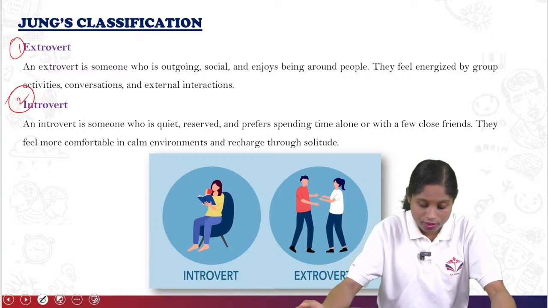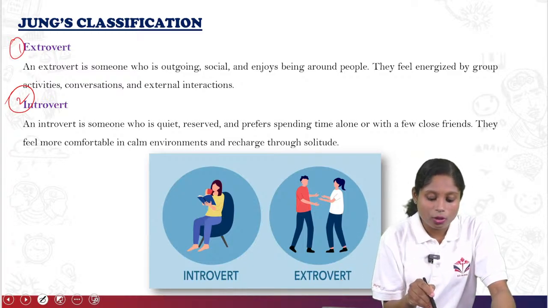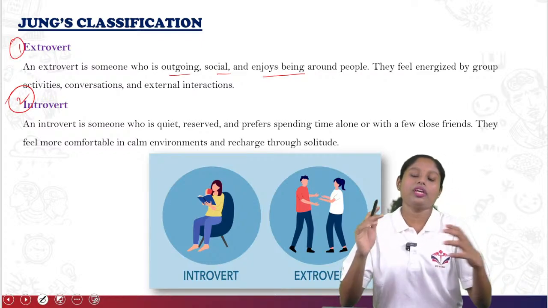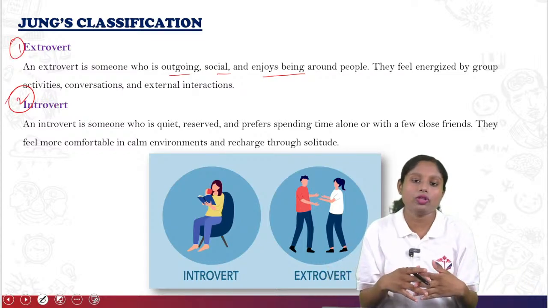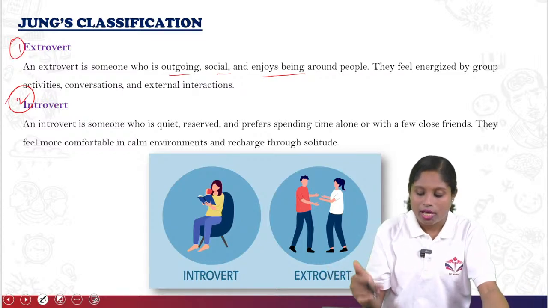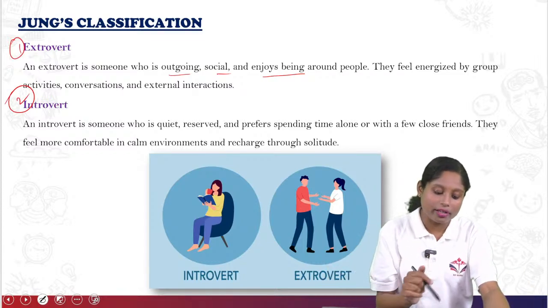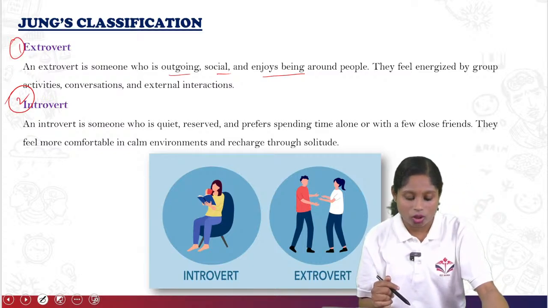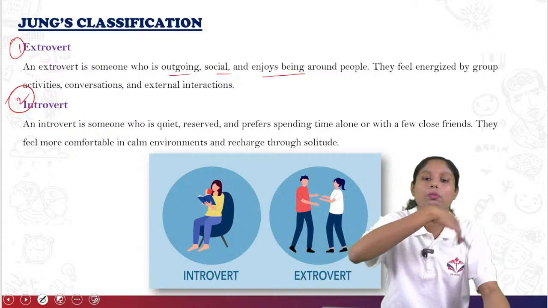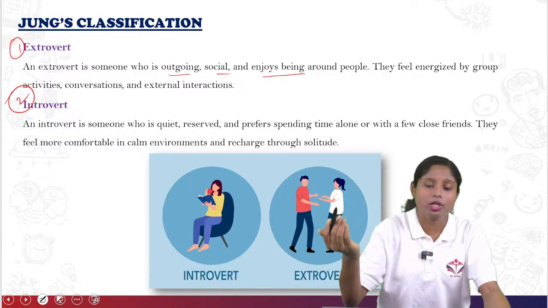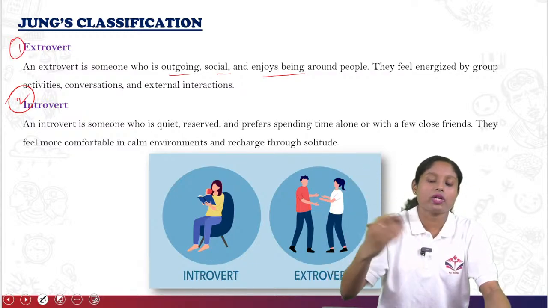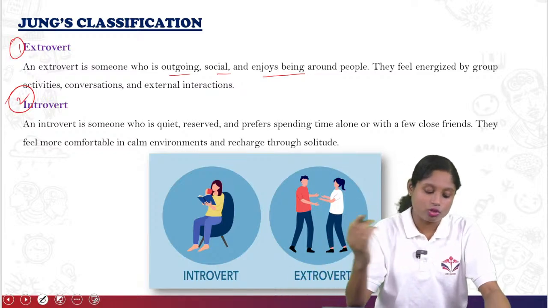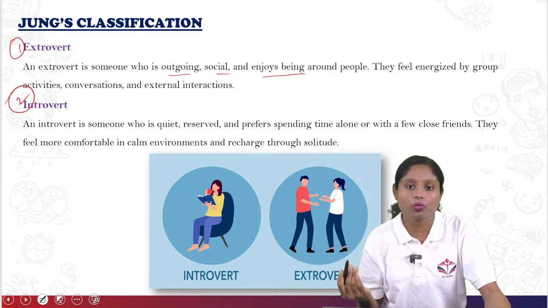So what is an extrovert person? An extrovert is someone who is outgoing, social and enjoys being around people. He or she will enjoy society, being around people. A talkative person. They feel energized by group activity, conversations and external interaction. They are ready to mingle with all the people; they don't have any issues. They will talk to everyone, have conversations with everyone, and be interested in external interaction. That person is known as an extrovert.